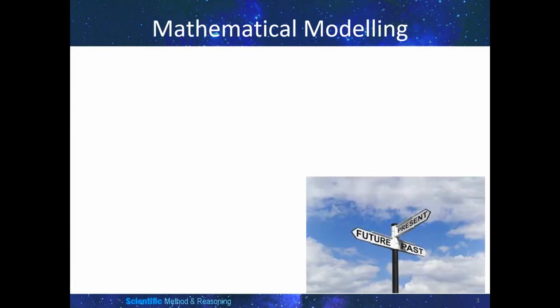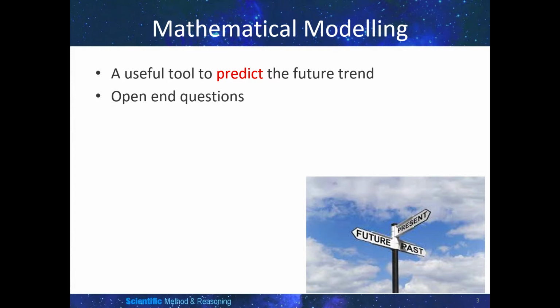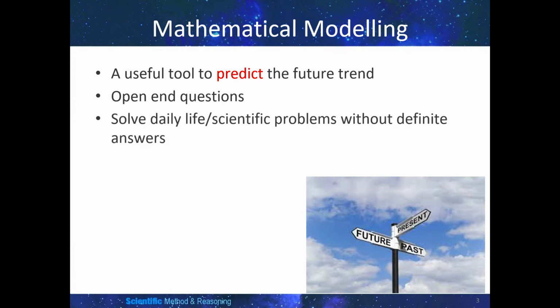First of all, what is mathematical modeling? It is a useful tool to predict the future trend. It is very suitable for solving open-end questions, meaning that the questions have no fixed answers. Say, different people can formulate different mathematical models to tackle the same question. Mathematics or statistics can be used to solve daily life or scientific problems without definite answers.